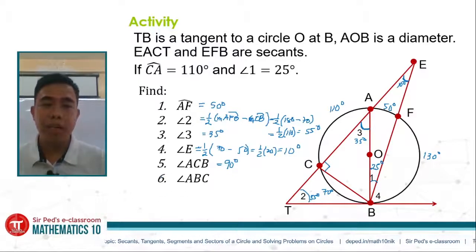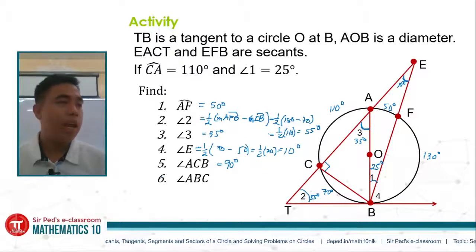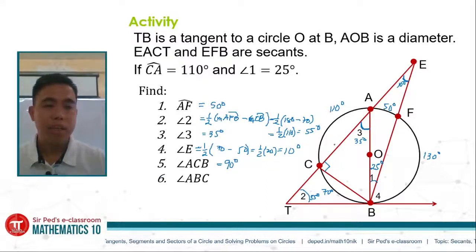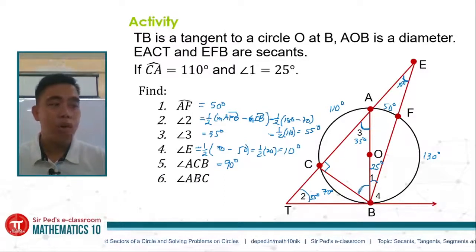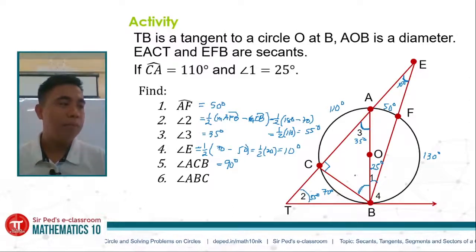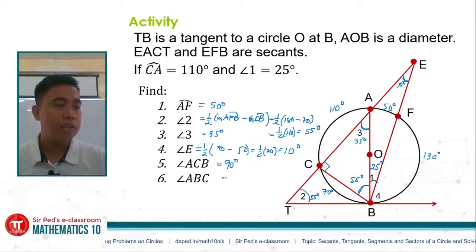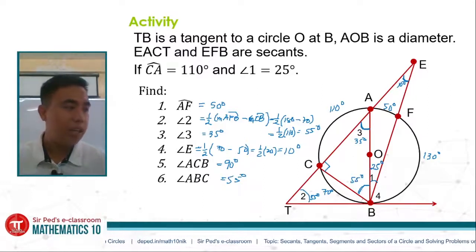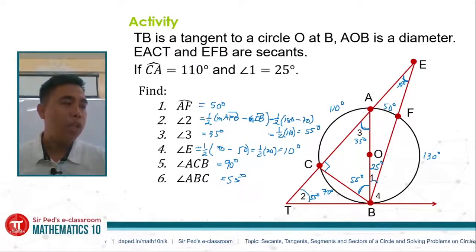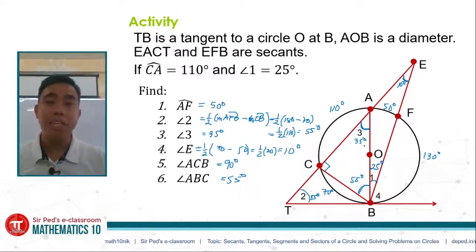Next, number 6. Angle ABC. This angle is also an inscribed angle. So, if that is 110, half of 110, that is 55 degrees. To check if our answer is correct, this is a triangle. If you are going to add all, that is equal to 180. 90 plus 55 plus 35, it is equal to 180.